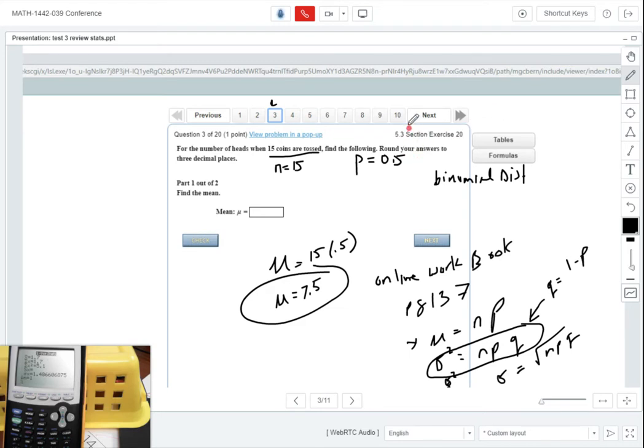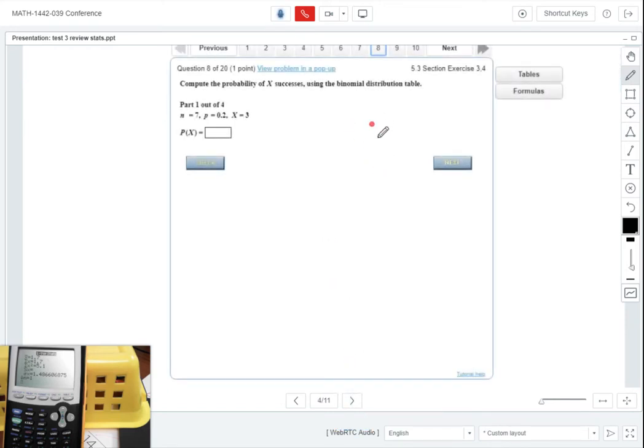All right. Let's go to the next problem. Compute the probability. This is binomial distribution, and we want to find x equals. So let's do this on our calculator. Just remember the numbers that you have on here. N is 7, P is 0.2, and X equals 3. So that's kind of important.